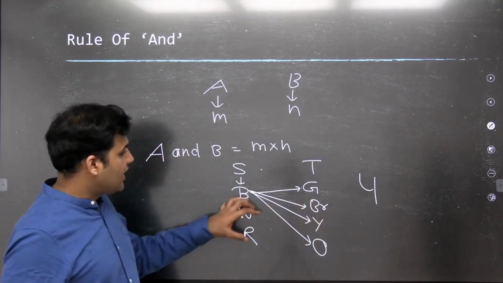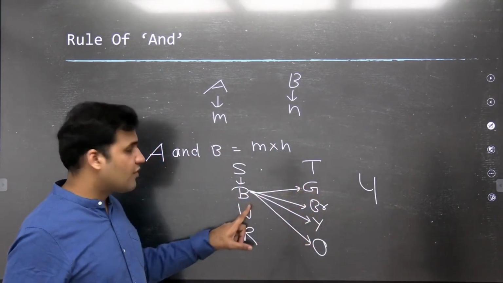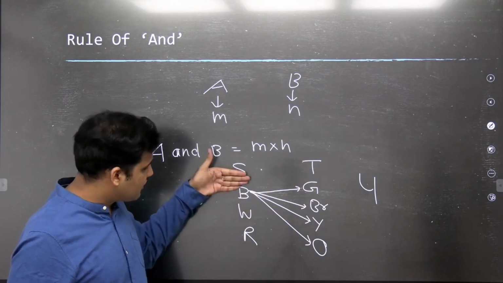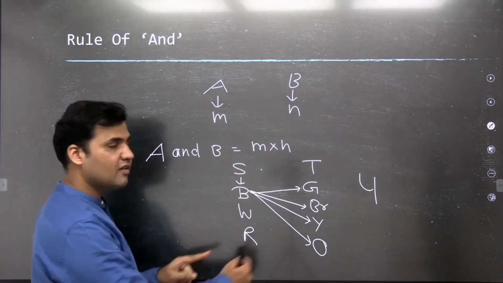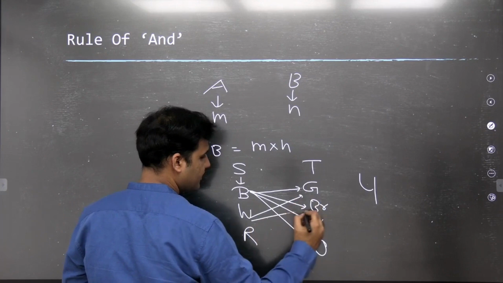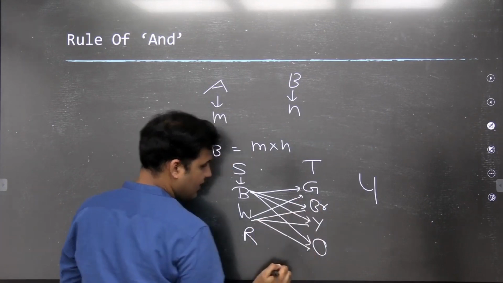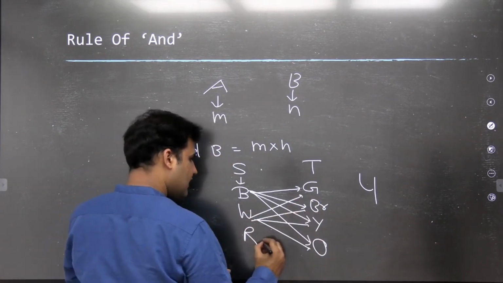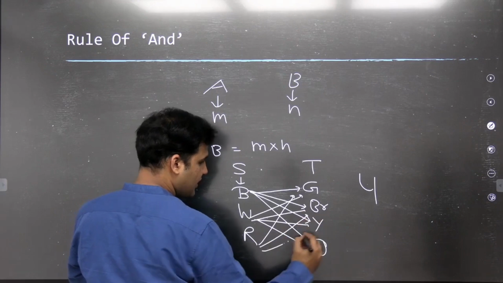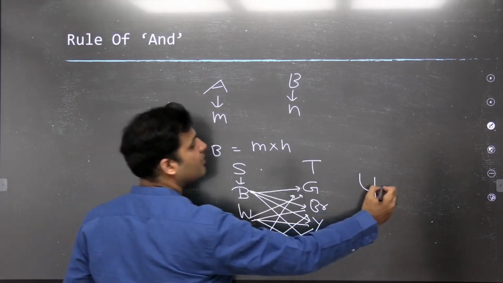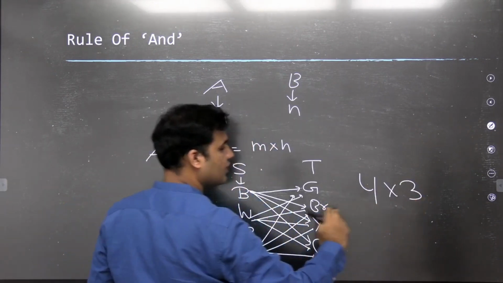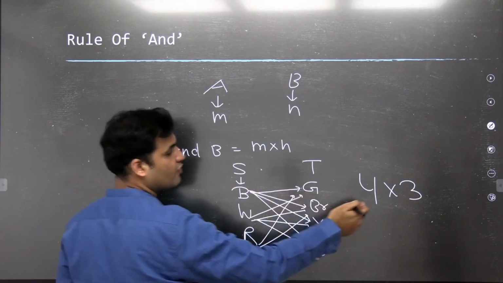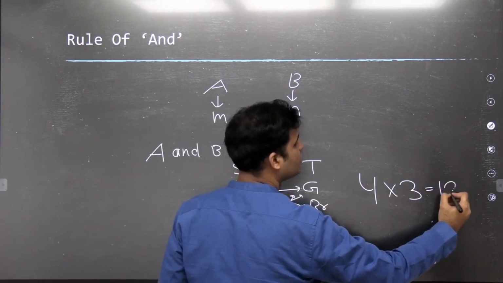Now if I make these four combinations with a white shirt, if I change from blue to white shirt, again I will get four new combinations, right? Similarly, if I change from white to red, I will again get four new combinations. So these four combinations will be changed 3 times. So the total number of ways of wearing the suit will be 4 into 3, 12.